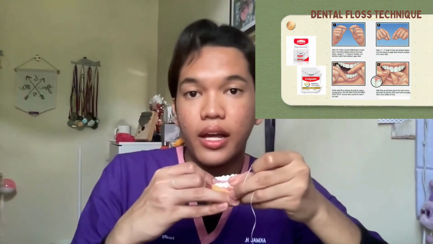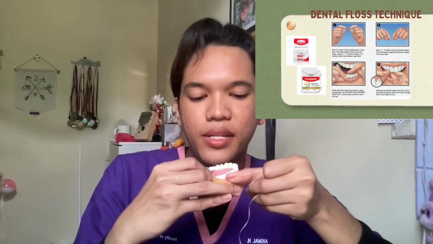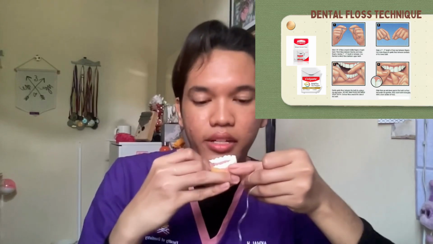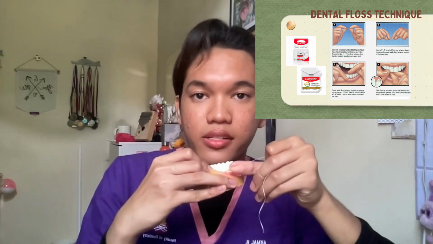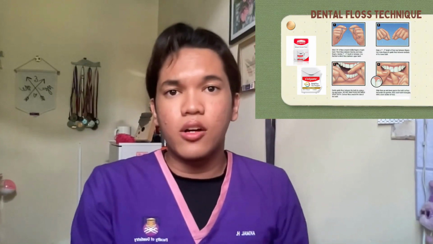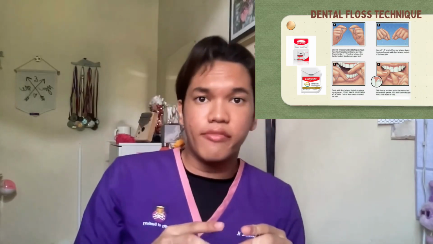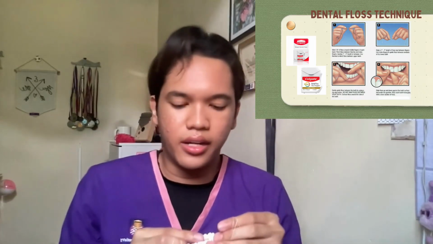And don't forget to floss the back sides of your last molar. If your wisdom tooth is unerupted, it means that your last molar is tooth 47, 37, 17, or 27, you must also floss in that area. After flossing, rinse your mouth with water or mouthwash to remove loosened debris. Discard used floss and never reuse floss as it may harbor bacteria.